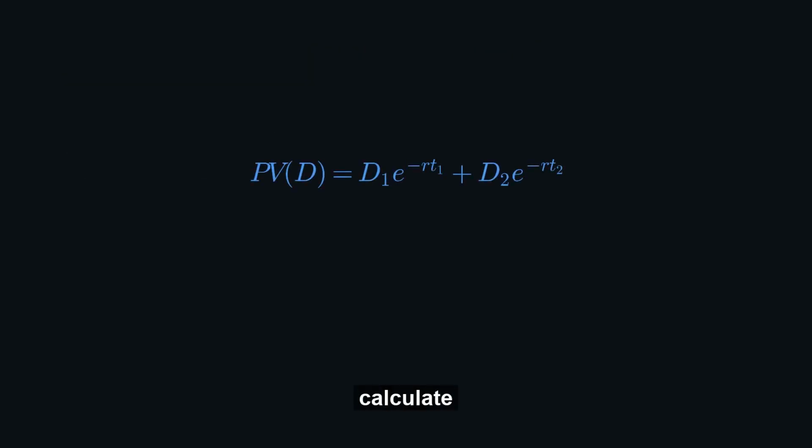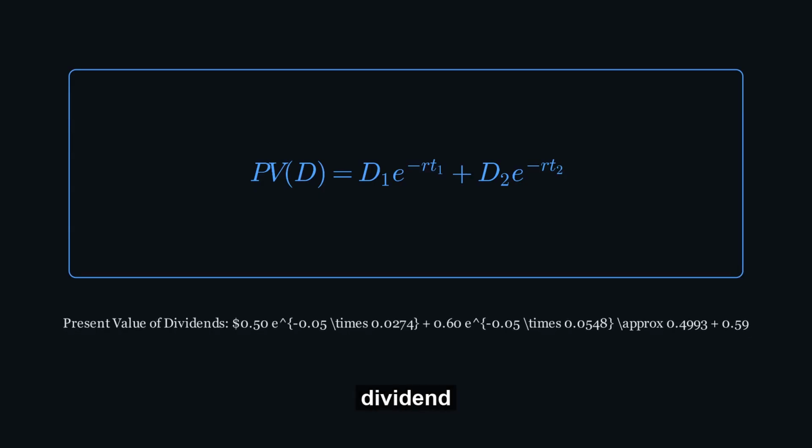First, let's calculate the present value of each expected dividend. For $D_1$ paid in 10 days, its present value is $D_1$ discounted by $RT_1$. Similarly, for $D_2$ paid in 20 days, its present value is $D_2$ discounted by $RT_2$. Summing these present values gives us the total present value of dividends that will impact our forward price calculation.